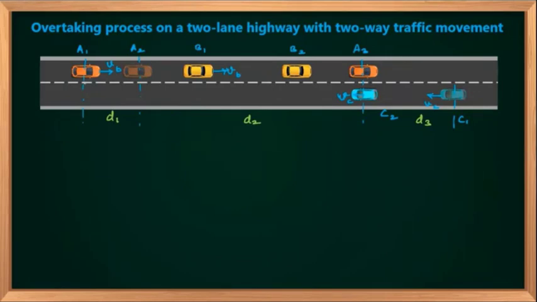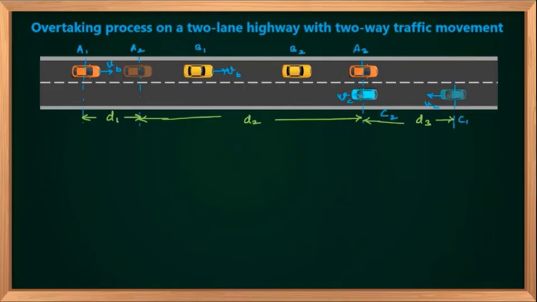Okay. So vehicle A is moving from the A1 position to A2, and that distance is called D1. Is that clear? Next, vehicle A is moving from the A2 position to the A3 position, and that distance is called D2. Next, vehicle C is moving from C1 position to C2, and that distance is called D3.